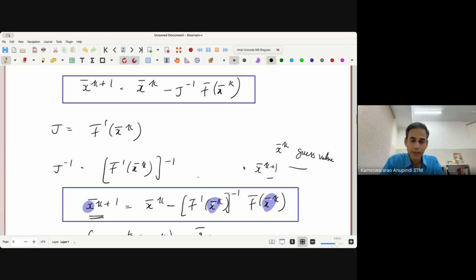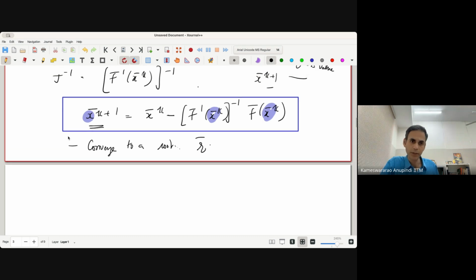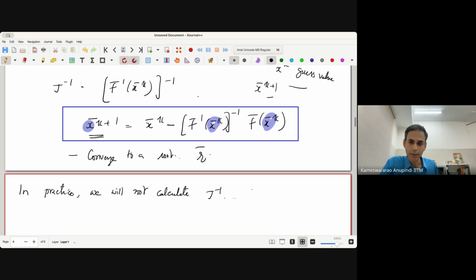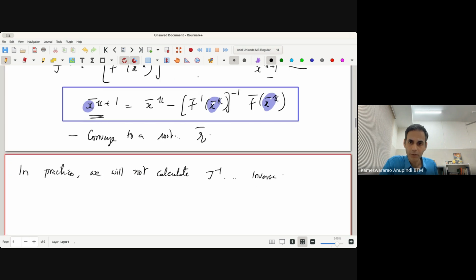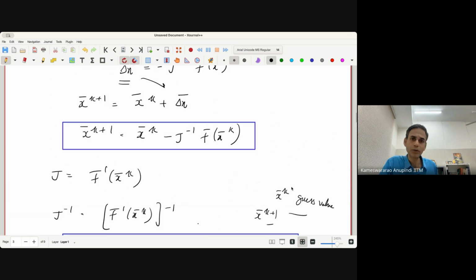So, okay, then let us look at what we do. Let us look at solving a sample problem and then writing some pseudocode for this method. Before that, I want to make a point that in practice, we will not calculate J inverse, because calculating inverses is expensive. So how are we going to solve this problem?